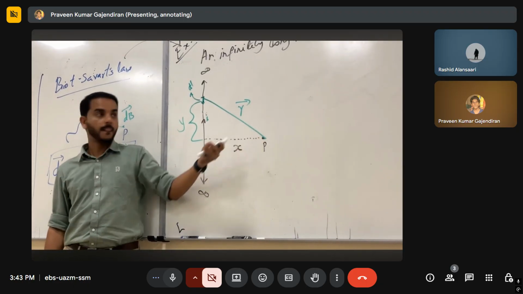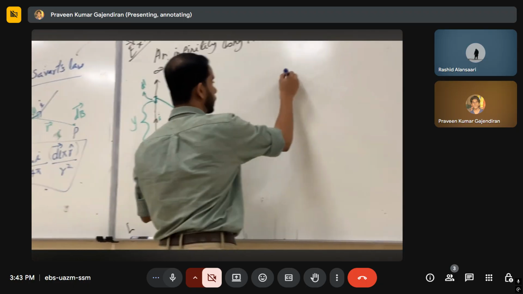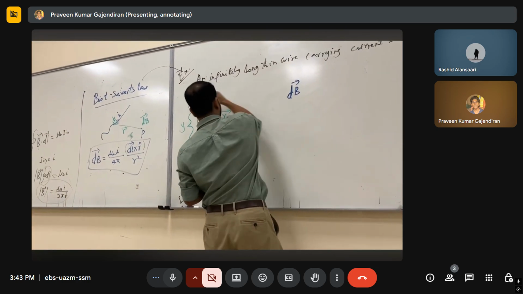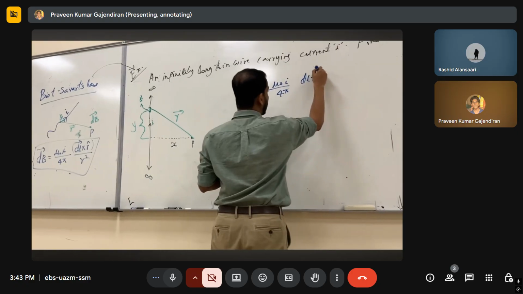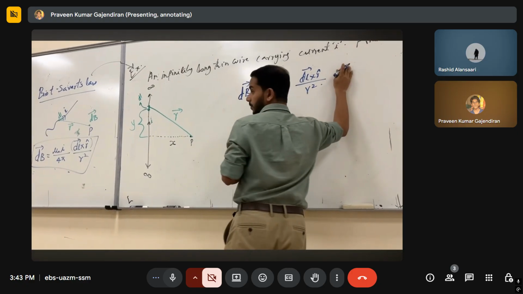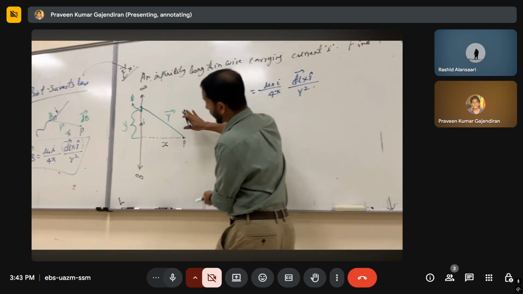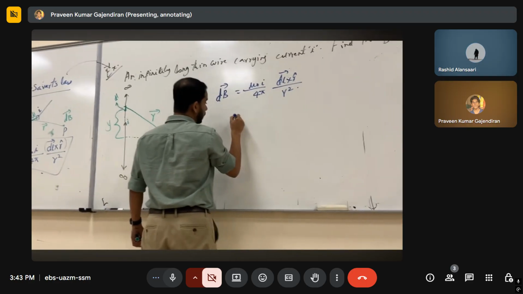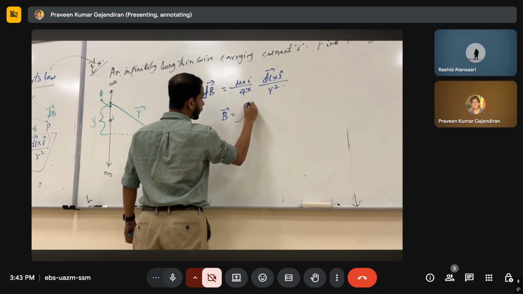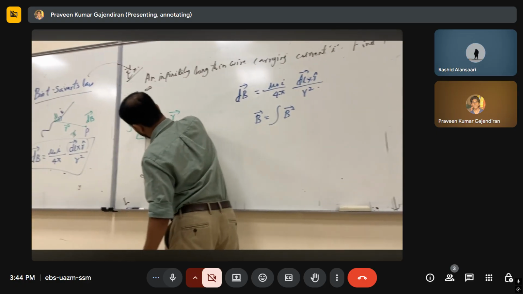Okay, and I can apply the Biot-Savart law. The small magnetic field created by this dl element will be mu0 I over 4 pi, dl cross r cap over r square. And if I want to find the total magnetic field, for each small element on this infinitely long wire, I just do the integral of dB from one end to the other. So I'm taking this as point 0.